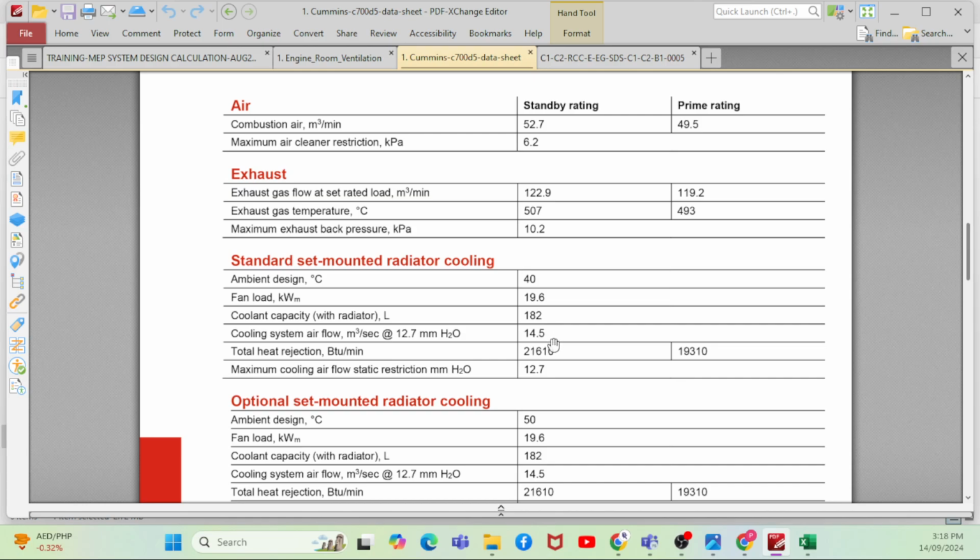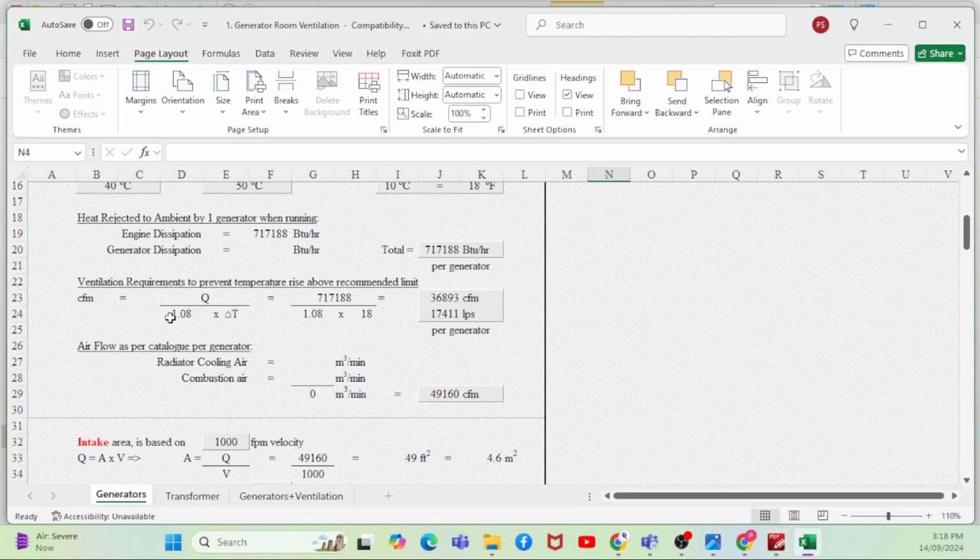Normally they don't do the calculation. What they do is, based on this particular selection sheet, they get the value directly here. This is one of the examples that I'm showing. You can see the engine dissipation and generator dissipation, right? The CFM is calculated based on that equation. I'm just using this sheet to show how they have calculated the flow rate. Then you can see here, as per the catalog per generator, the radiator cooling air and the combustion air. Both will be a summation of the total volume flow rate required for that particular generator ventilation.